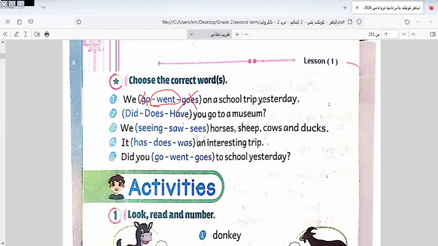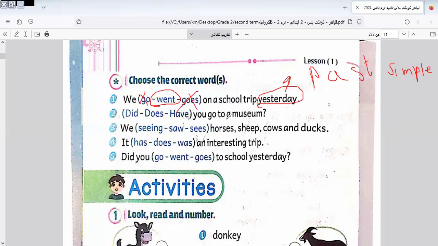Why went? Because here we have yesterday, and as we know, when I see yesterday, it is one of the keywords of what? Of the past simple. So when we see it, we put the verb in the past form. Okay, I think now we know it. You know this rule. Okay, let's answer the next sentence.